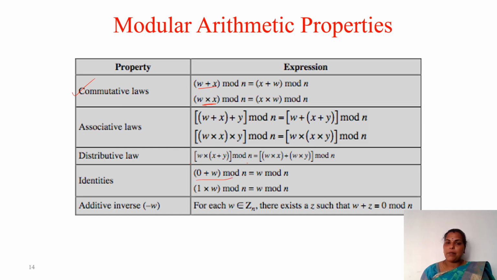Identity: 0 plus w mod n equal to w mod n, and the multiplicative identity is 1. So 1 into w mod n equal to w mod n. Then we are having the additive inverse, that is, for each w belongs to Z there exists a z such that w plus z equal to 0 mod n. These are the modular arithmetic properties.